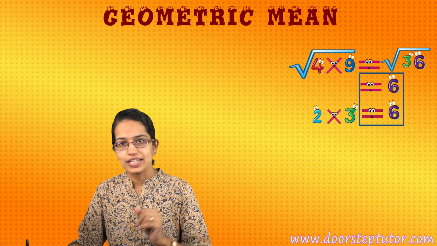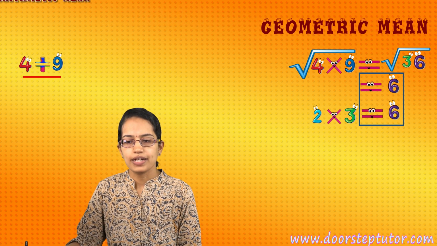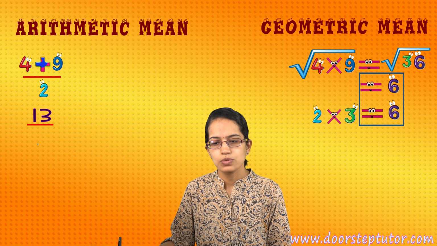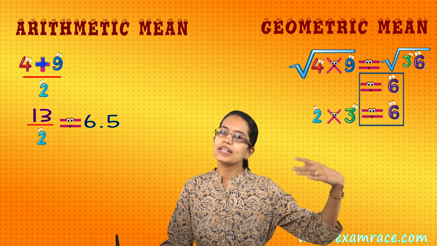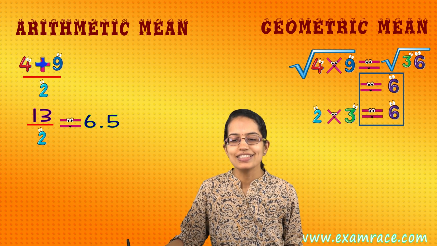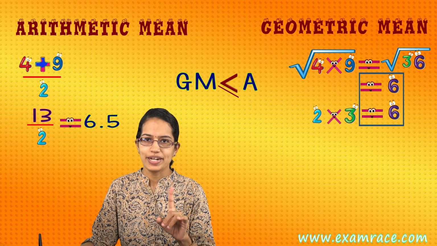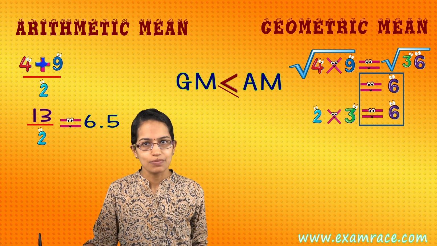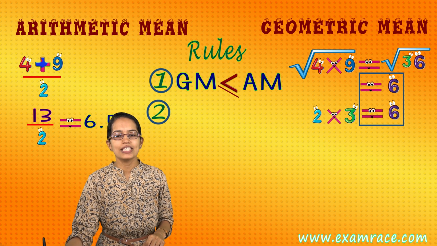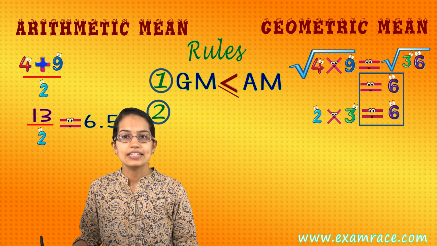Now I do a very interesting calculation. With the same two numbers, I do an arithmetic mean, and my arithmetic mean comes out to be 13 divided by 2, which is 6.5. Now you can apply it to n number of cases, but the final result that you would get is the geometric mean is always less than or equal to the arithmetic mean. It cannot be more than the arithmetic mean. That's rule number 1.